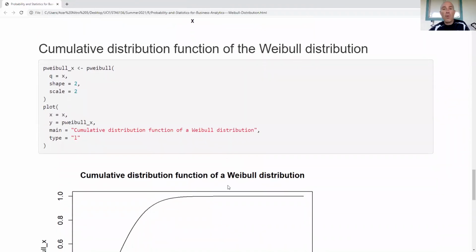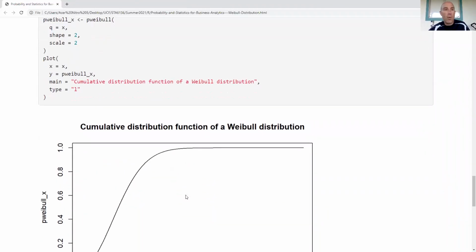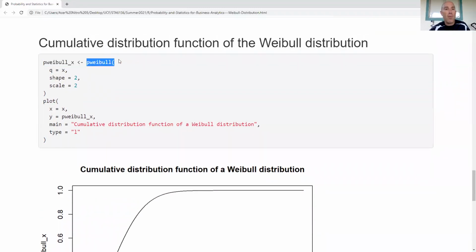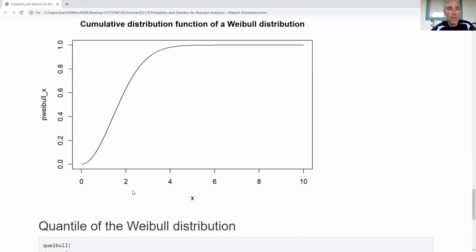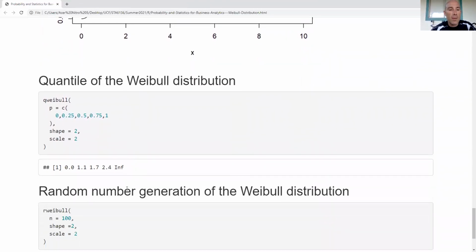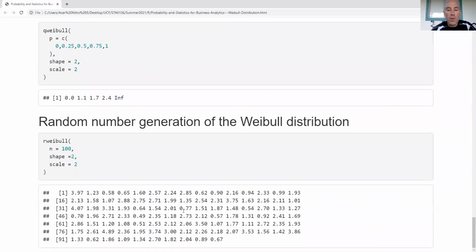Now, the cumulative distribution function, just like in everything else in R, we start with a p, then the name of the distribution, and we plug in what we want. Here we can see what the cumulative distribution function looks like. Notice that it is skew right. And the quantiles, standard. And then we get random number generation.